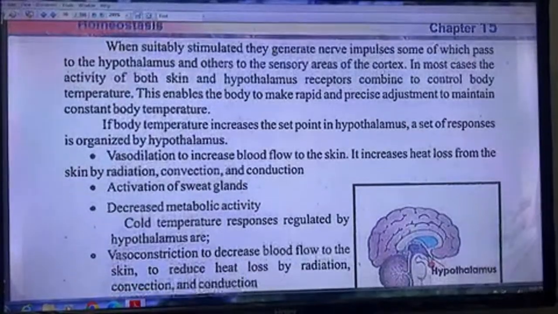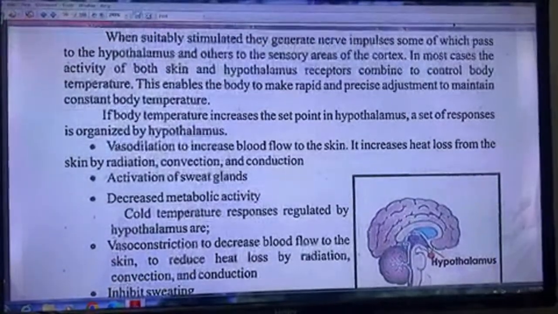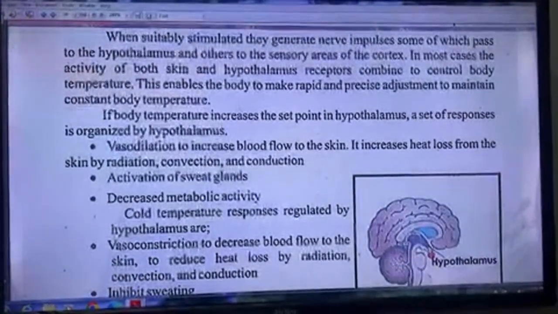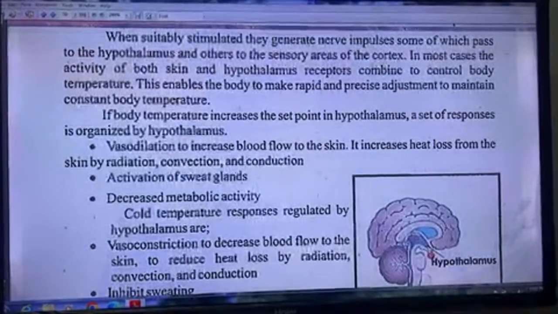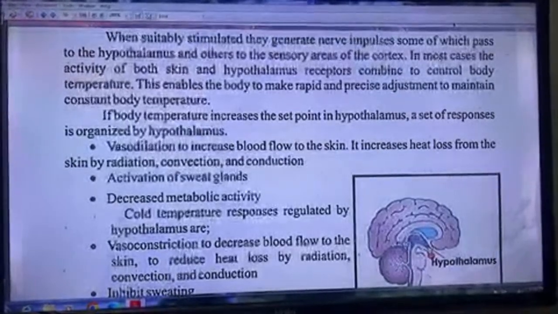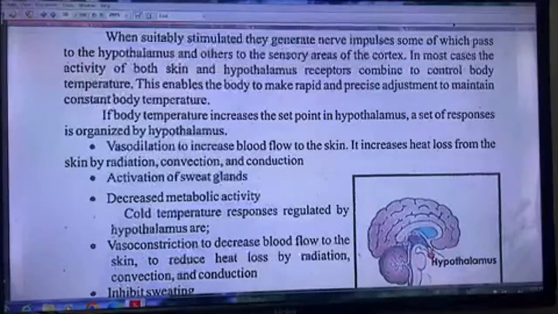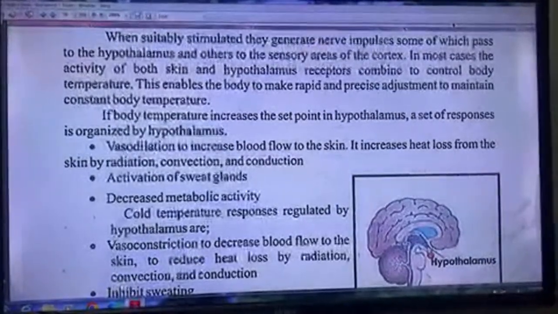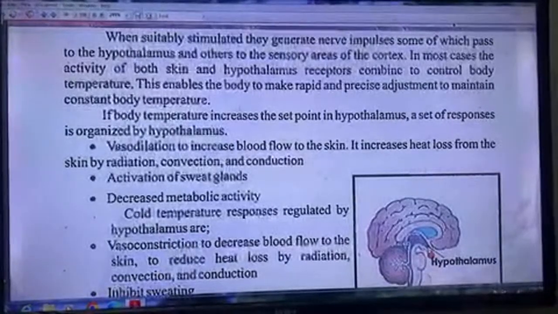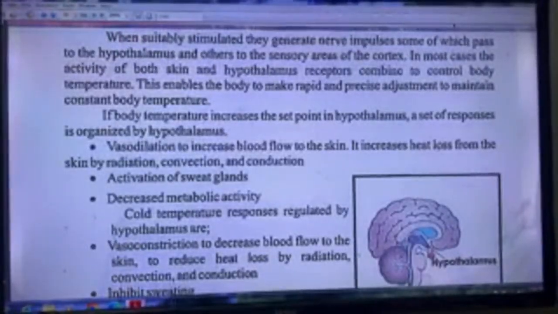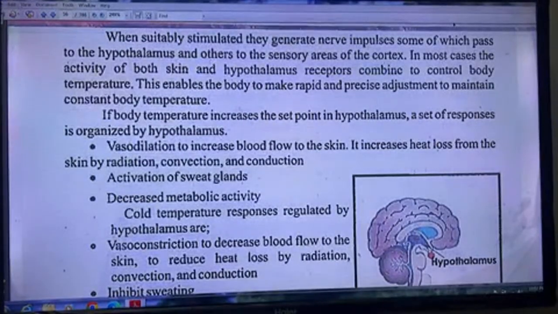When suitably stimulated, they generate neuroimpulses, some of which pass to the hypothalamus and others to the sensory areas of the cortex. In most cases, the activity of both skin and hypothalamus receptors combine to control body temperature. This enables the body to make rapid and precise adjustments to maintain constant body temperature.